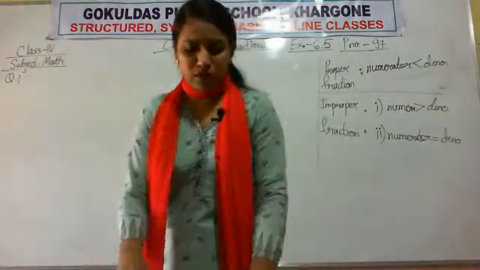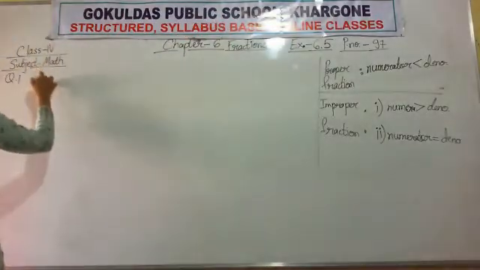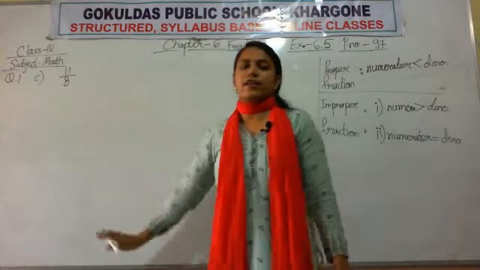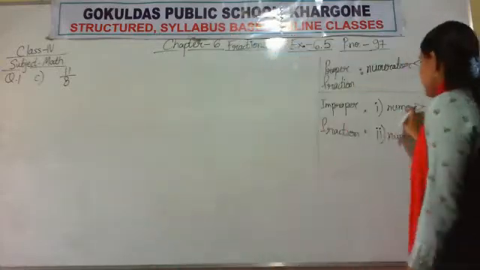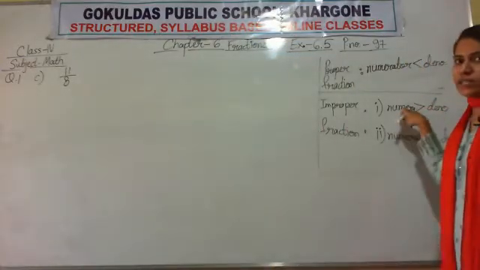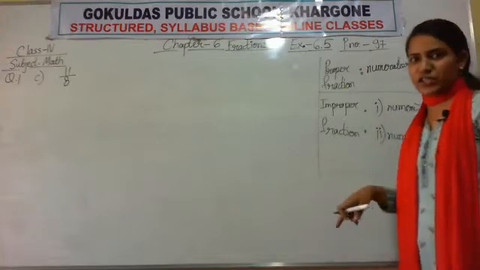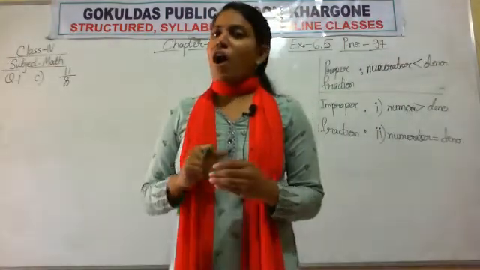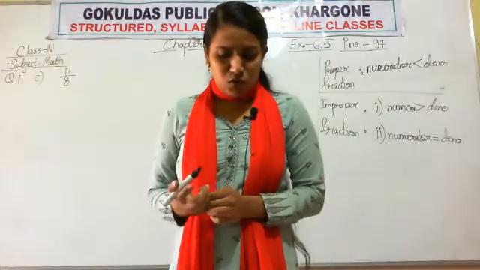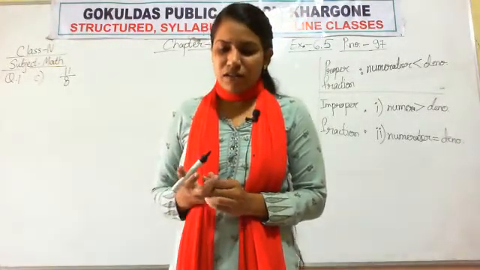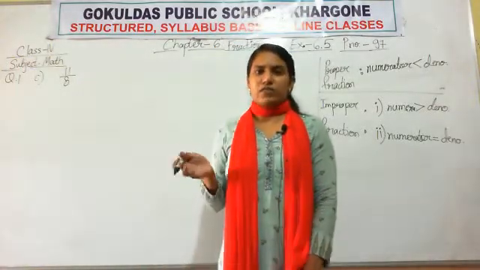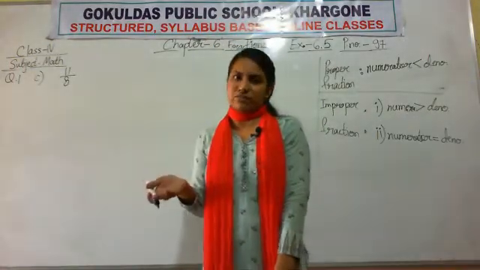Now we will do question number C, which is 11 upon 8. The numerator is greater than the denominator. It means it is the condition of an improper fraction. So 11 upon 8 is an improper fraction. Now how do we represent it? To represent an improper fraction, we convert this improper fraction into a mixed fraction.